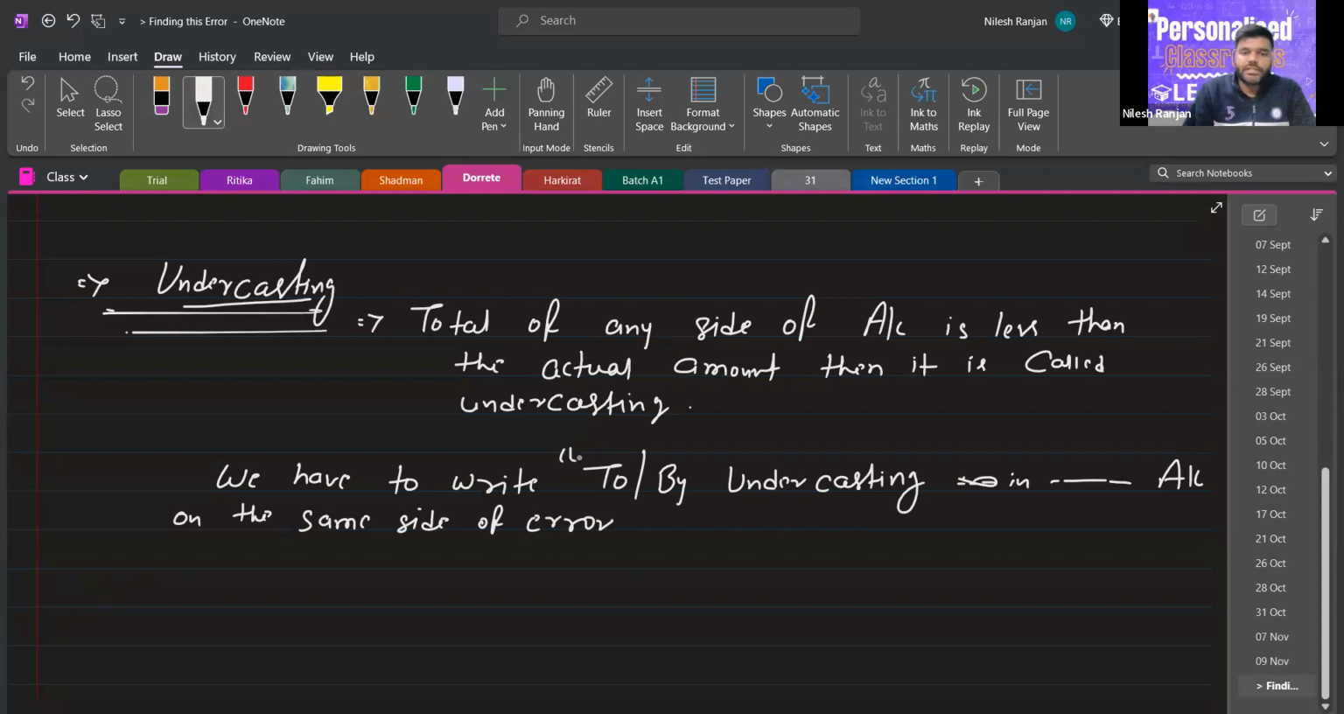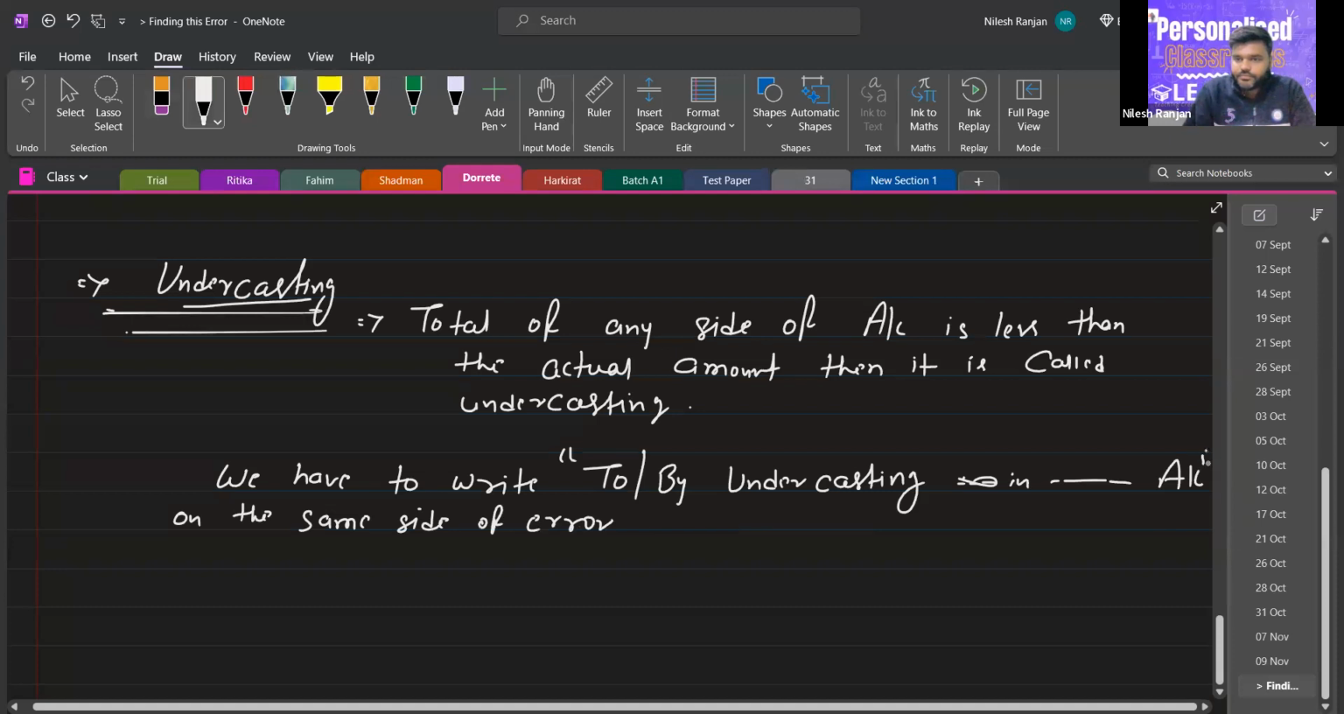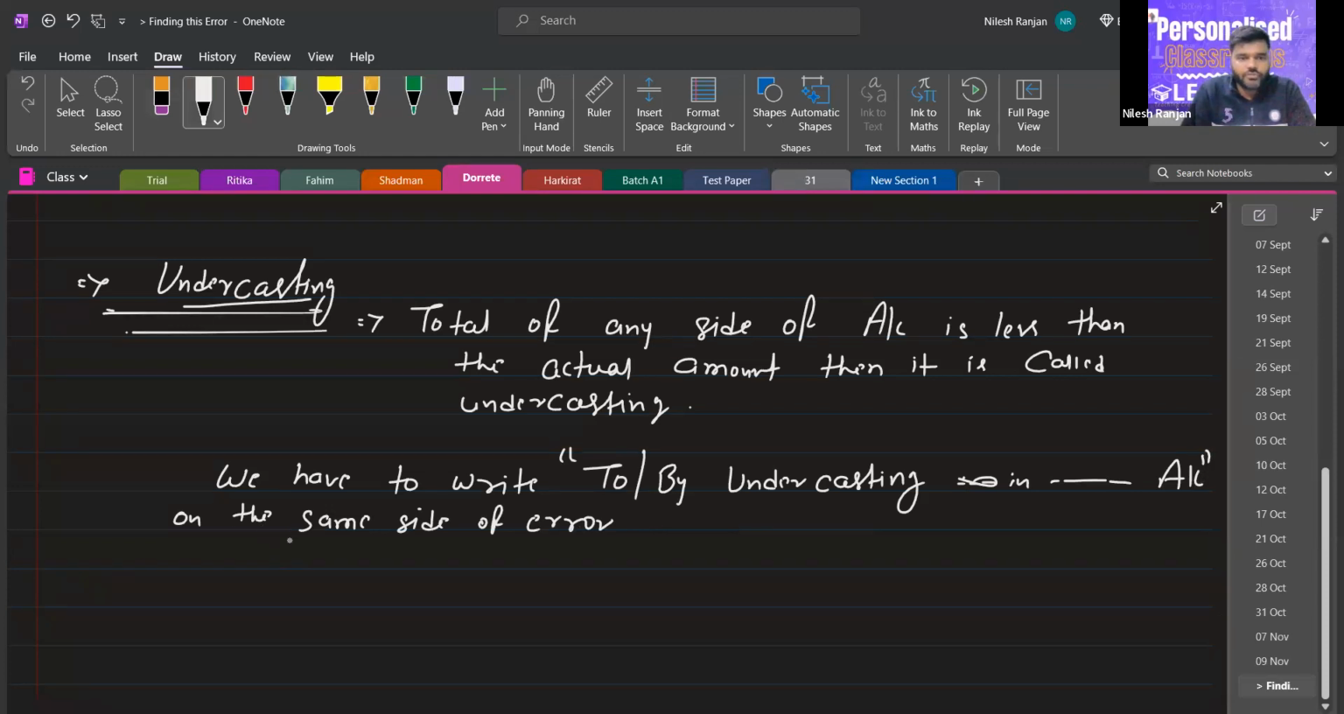You have to write this in the solution part. That's it. This is to understand where we have to write it. So we have to write on the same side of error, to or by undercasting in a specific account, whatever the account name is. Is that clear?